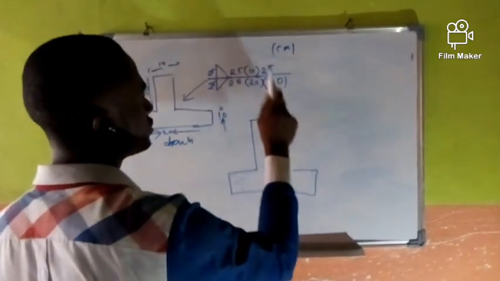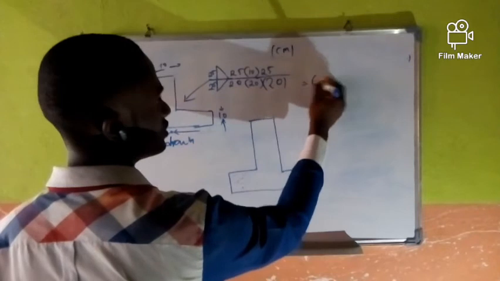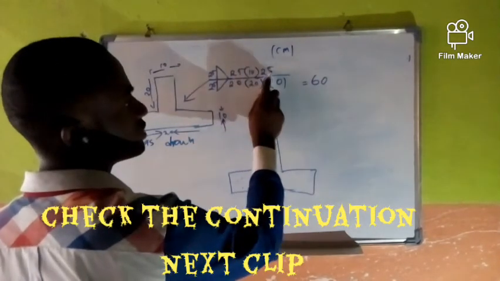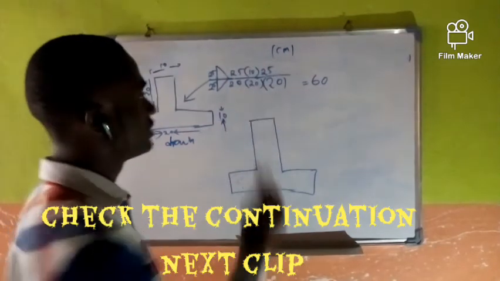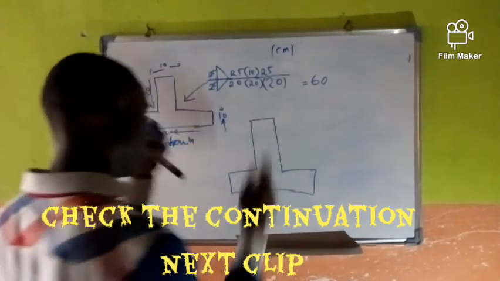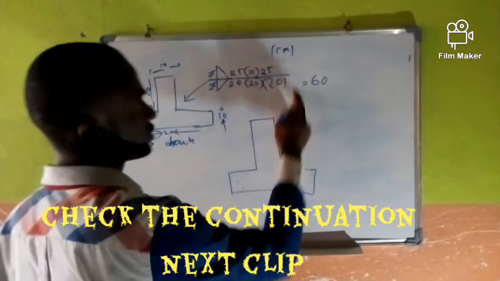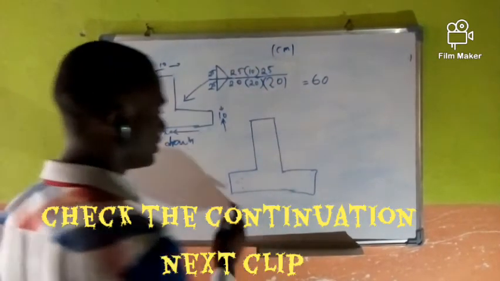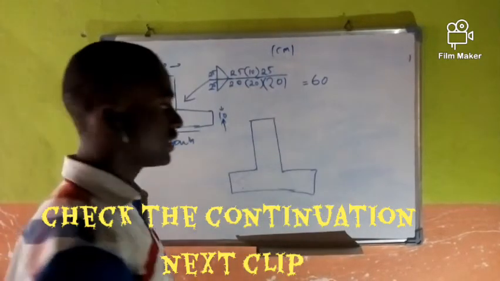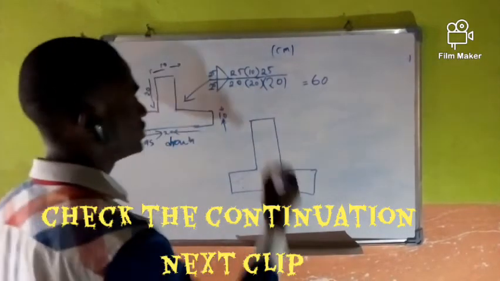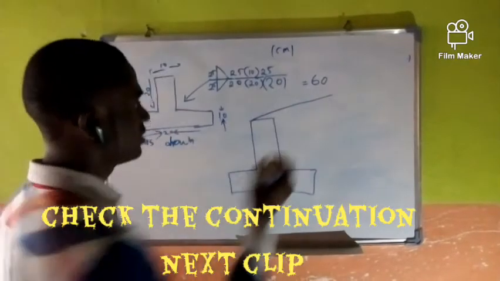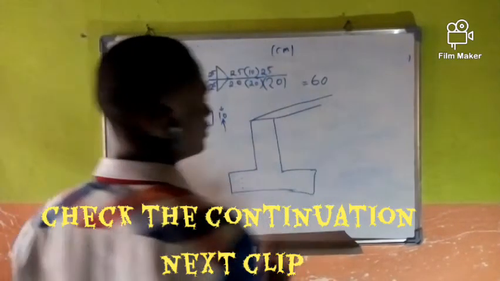20, 20, 20 gives us 60. 25, 25 gives us 50, plus 10, 60. That means this length and this length correspond. So the length that is being given is 60, which is the length of the weld. So what we project is that same length from here to here, 60, from here to here, 60.